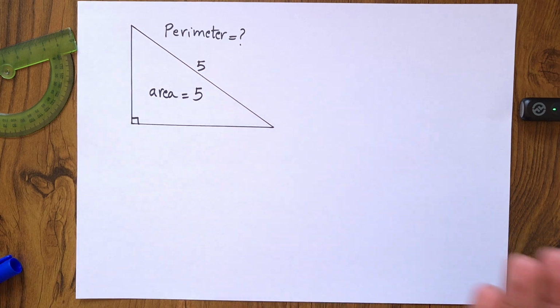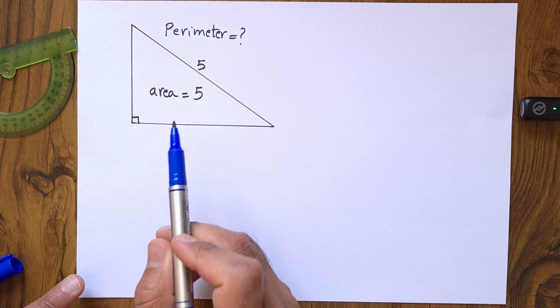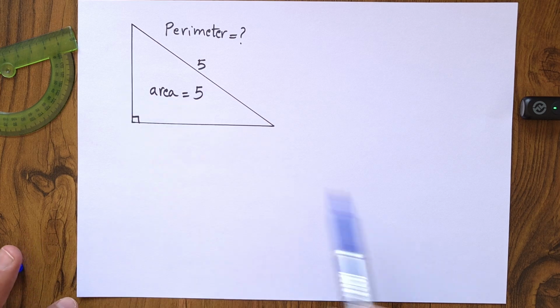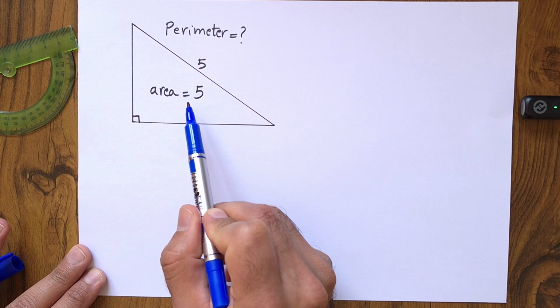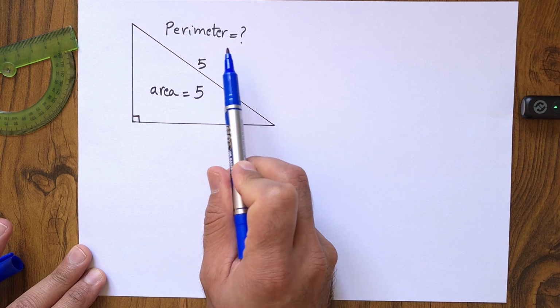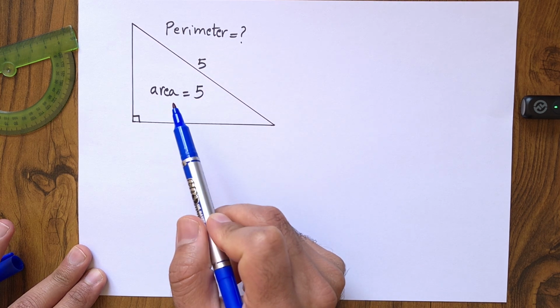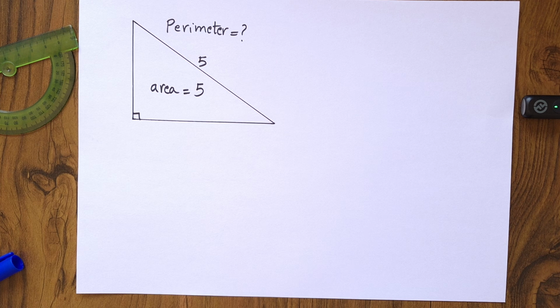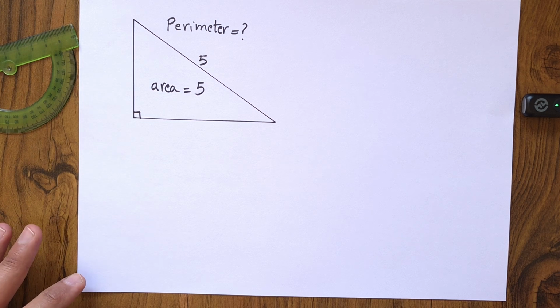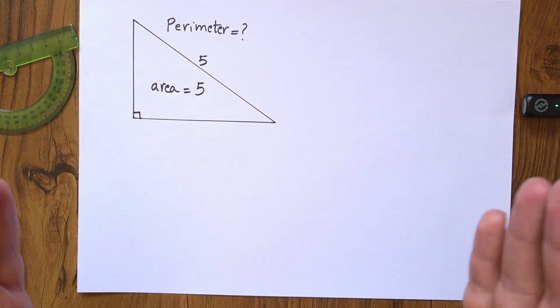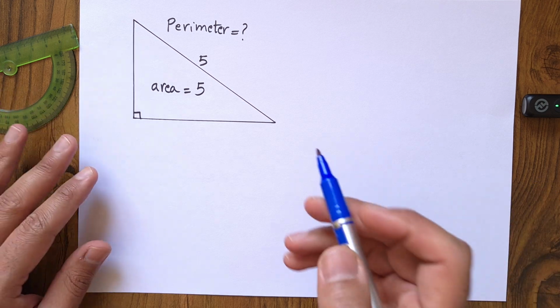So we have a simple but beautiful puzzle for today, a geometric one. We have a right triangle. The hypotenuse is 5 and the area is also 5. What is the perimeter of this right triangle? Obviously there are a couple of approaches, but let's go with the most intuitive and probably simplest, fastest approach. Let's write down whatever we have according to the information given.